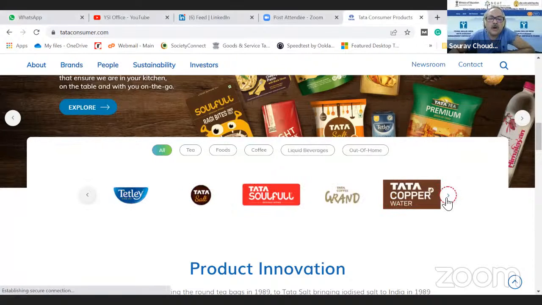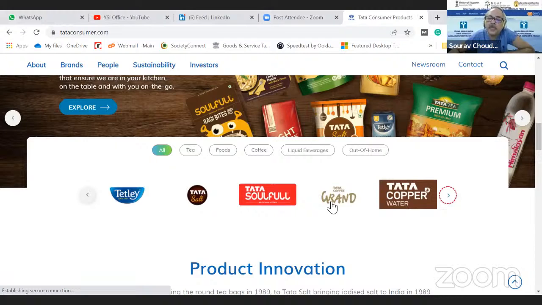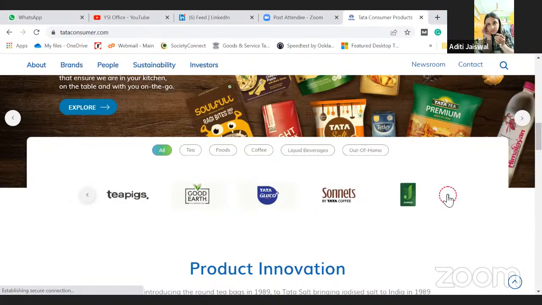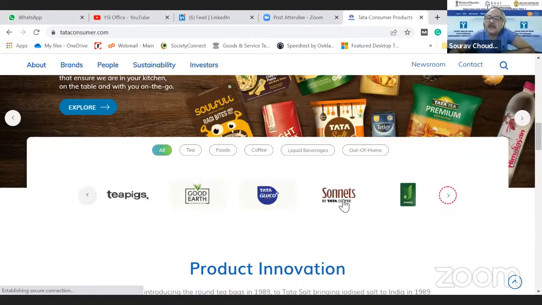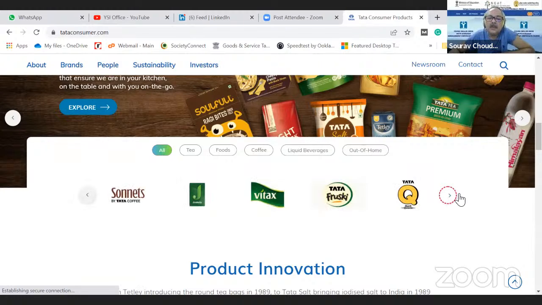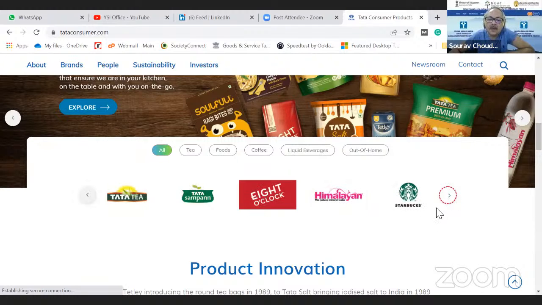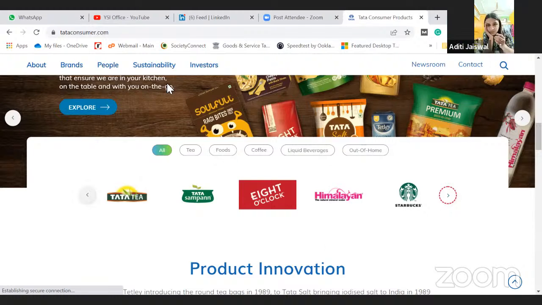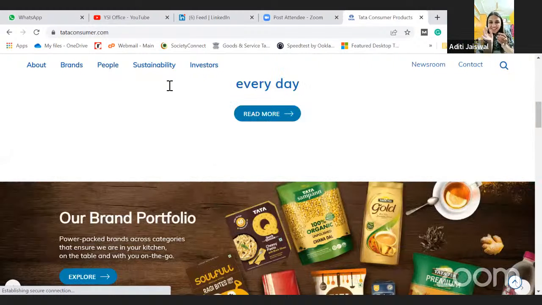ठीक है. Let us talk about others. Tata Soulful को भी बना दिया, Tata Coffee को भी बना दिया, Tata Copper Water बना दिया, Tetley. Tetley is not under the umbrella brand. ठीक है. Okay. T-Pigs, Good Earth, Sonnets. कितने ब्रांड्स हैं देखो. Vitex, Tata Crew, Tata Fusky. Have you ever heard about these names? I haven't even heard.